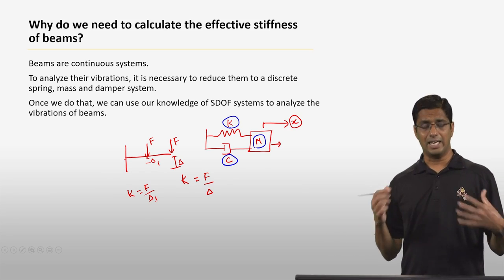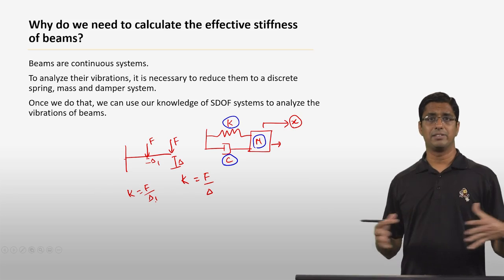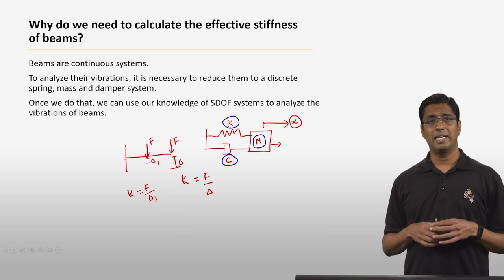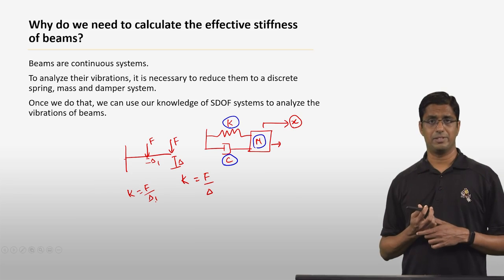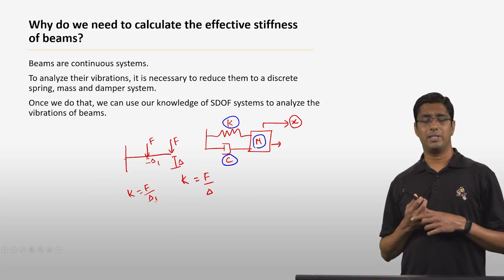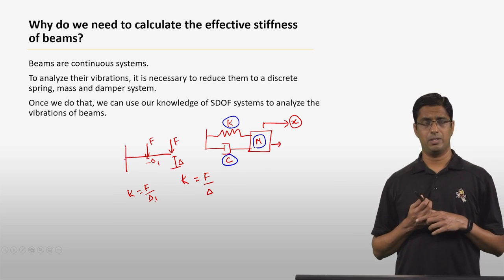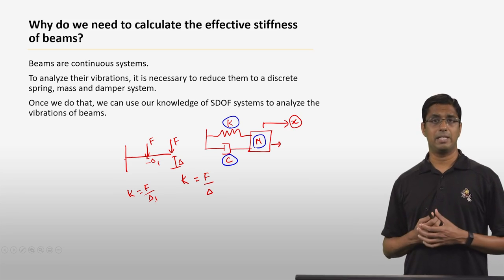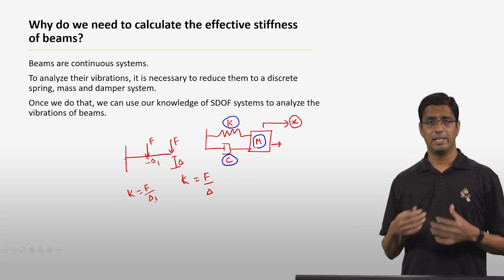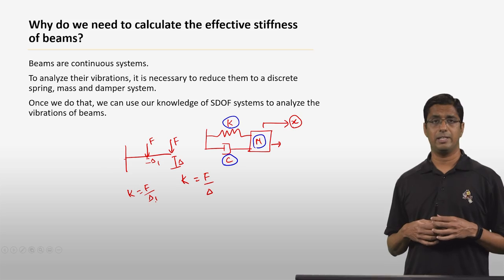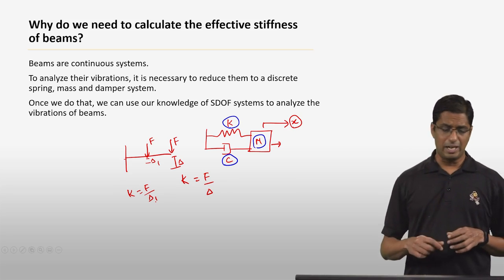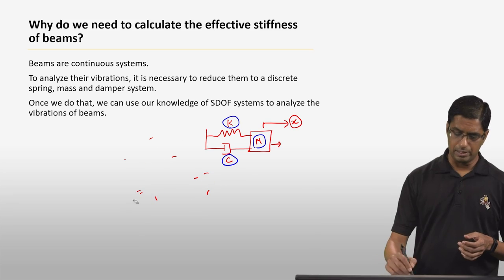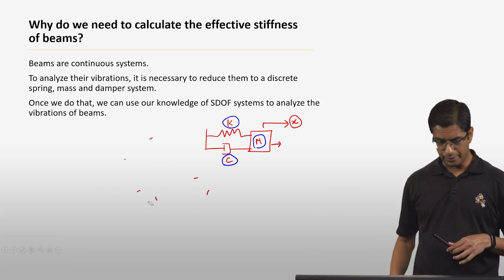When you have a continuous system, where the mass is distributed over some spatial length, it's hard to define what the mass of the system is, and it is also somewhat hard to define what the stiffness of the system is. If you don't know the mass and the stiffness, how are you going to analyze its vibrations, especially using the single degree of freedom system framework that you have seen so far? That is why we have to calculate the effective mass and effective stiffness of these beams. That is what we are going to do now.